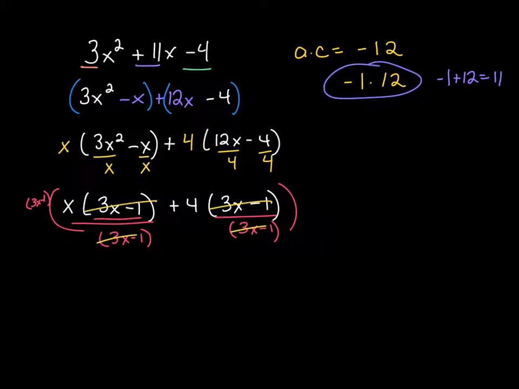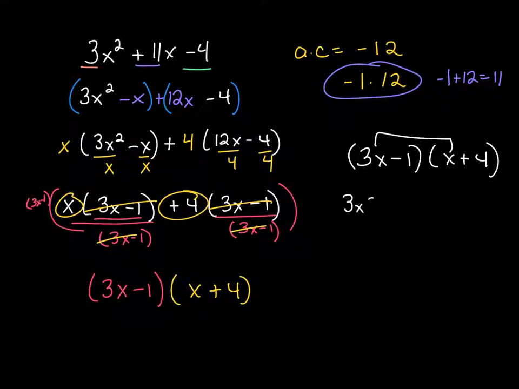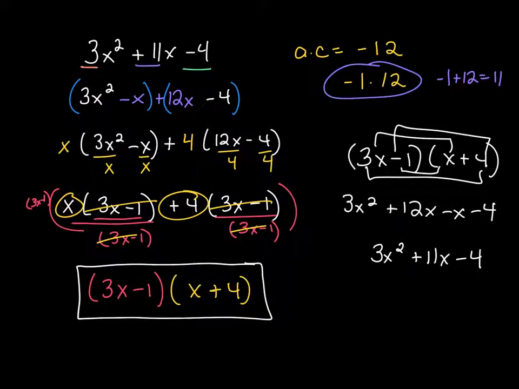So that cancels and leaves you with x plus 4. So we have 3x minus 1 and x plus 4. Now let's FOIL it to check. 3x minus 1, x plus 4. The first is 3x squared, the outer plus 12x, the inner minus x, and the last minus 4. So 3x squared plus 11x minus 4. So that means that 3x minus 1, x plus 4 is our correct answer.